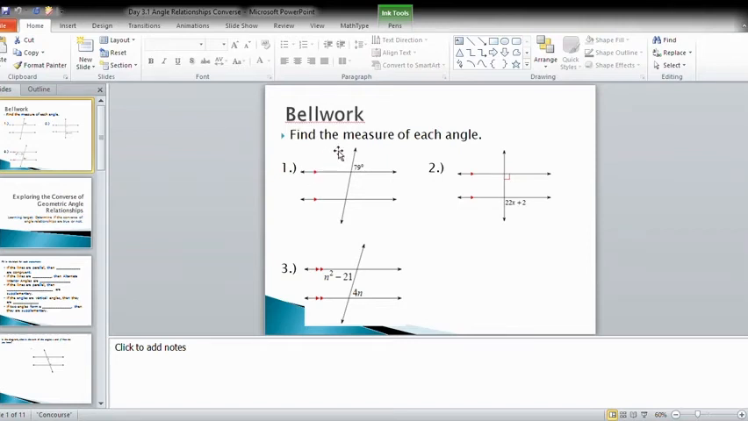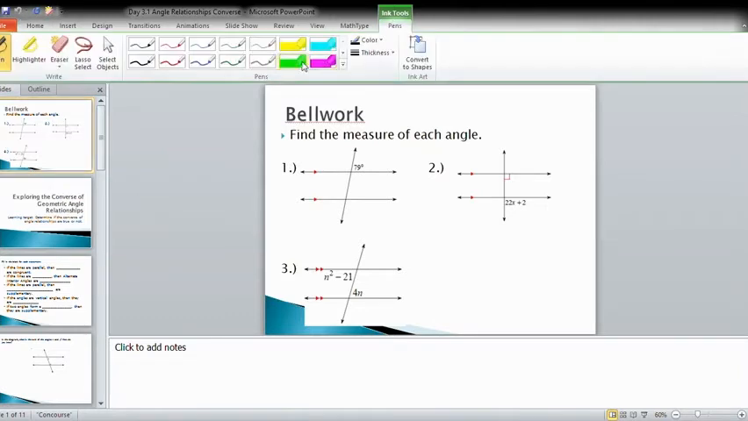All right, let's do some exploring today. We're going to be talking about the converse relationships. So we are kind of going backwards, but first, of course, we're going to do some bell work. So we're going to find some measures of some missing angles.